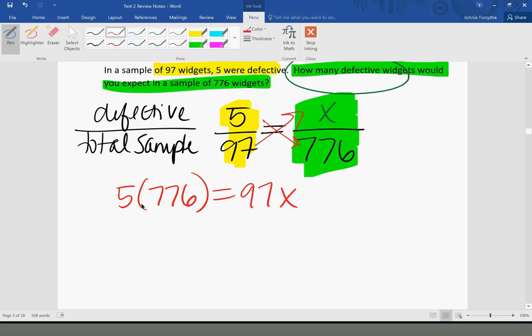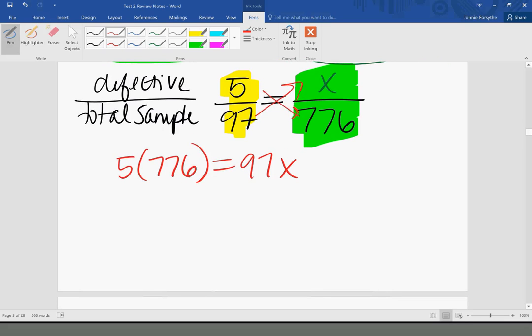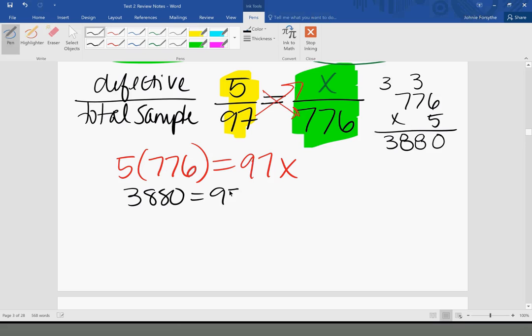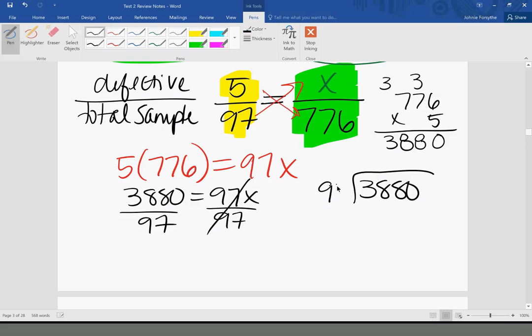So first, let's multiply 5 times 776. So we'll do that over here on the side. 776 times 5. So 5 times 6 is 30. 0, carry the 3. 5 times 7 is 35. Plus 3 is 38. Carry the 3. And 5 times 7 is 35. Plus the 3, 38. So I have 3,880 equals 97x. Then I'm going to divide by 97 to solve for x. So I have 3,880 divided by 97.